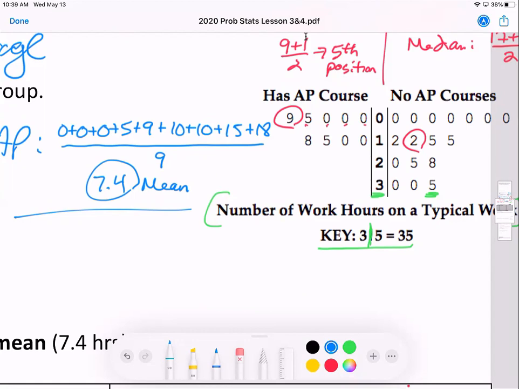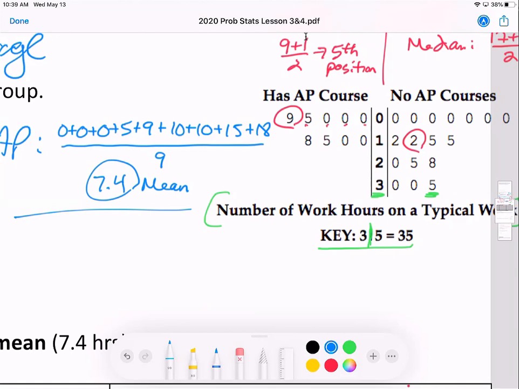I'd like to transition now to talk about that variability. Earlier, we talked about spread and variability of this data set. So I'd like to calculate something called standard deviation. And we're going to calculate that for the AP class. So first, let's just write down the has an AP course, all these numbers. So we had a 0, a 0, a 0, a 5, a 9, a 10, a 10, a 15, and an 18.